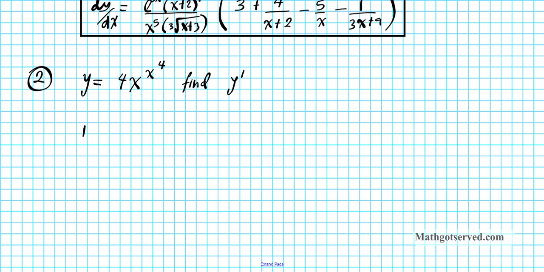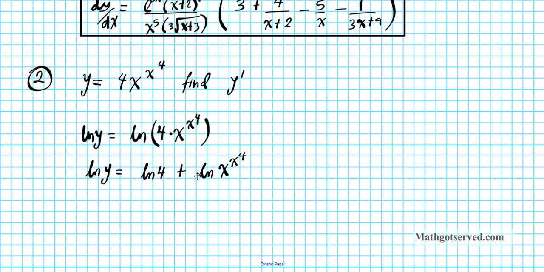To start, I'll take the natural logarithm of both sides: natural logarithm of y is equal to the natural logarithm of 4x to the x to the 4th. Now you want to note that 4 is being multiplied by this other function, a function raised to a function here. So I can apply the product property of logarithms. Remember, the logarithm of a product of factors is the sum of the logarithms of the individual factors. So this becomes the natural logarithm of 4 plus the natural logarithm of x to the x to the 4th.